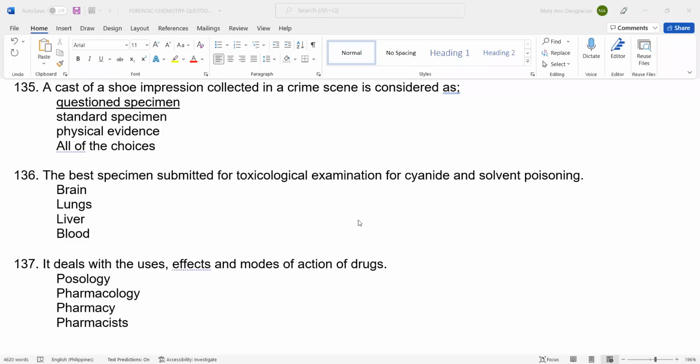The best specimen submitted for toxicological examination for cyanide and solvent poisoning. Okay, is it brain, lungs, liver, or blood? Do you have any idea of this? Ang sagot ng mga classmate nyo is, okay, letter brain. Ang sagot dyan, it's brain. It's not the lungs.